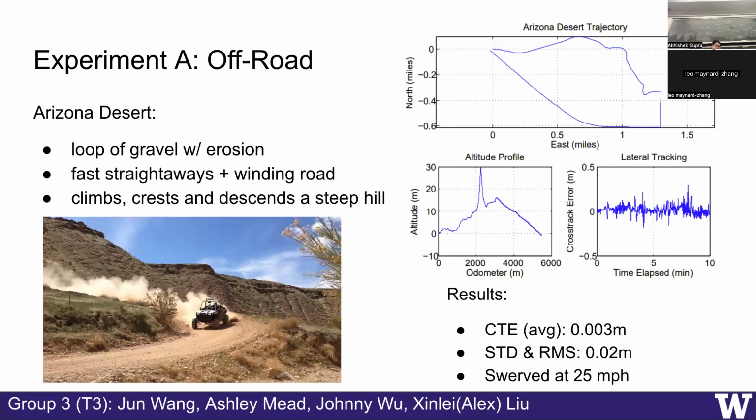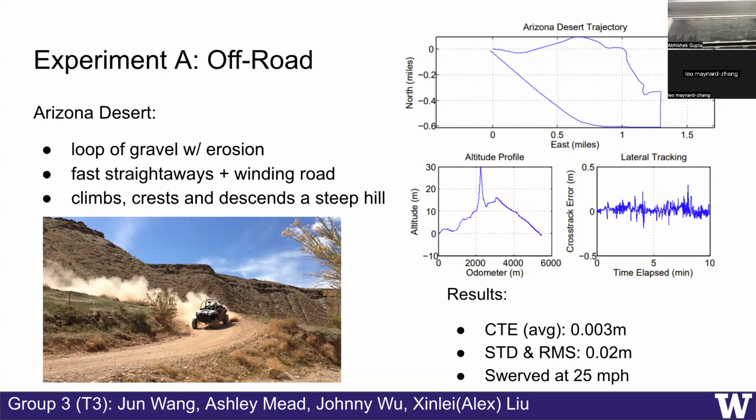Next up is experimental results. They did 3 experiments. The first experiment they did off-road, in the Arizona desert. The terrain is a loop of gravel with a lot of erosion, a lot of curvy, windy roads, and you have to go up and down, uphill.